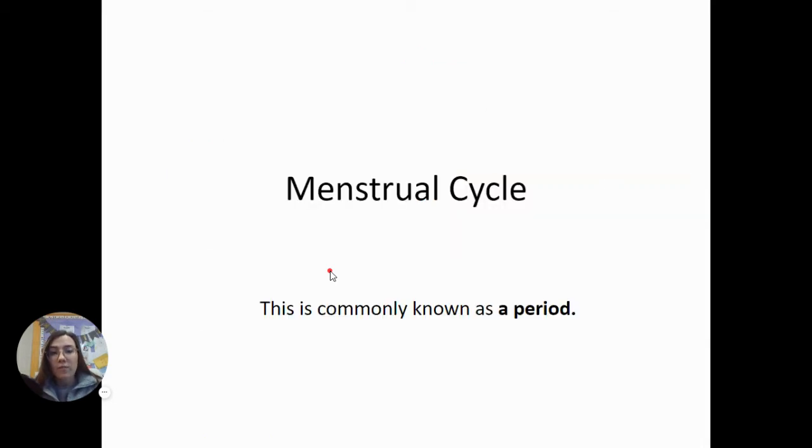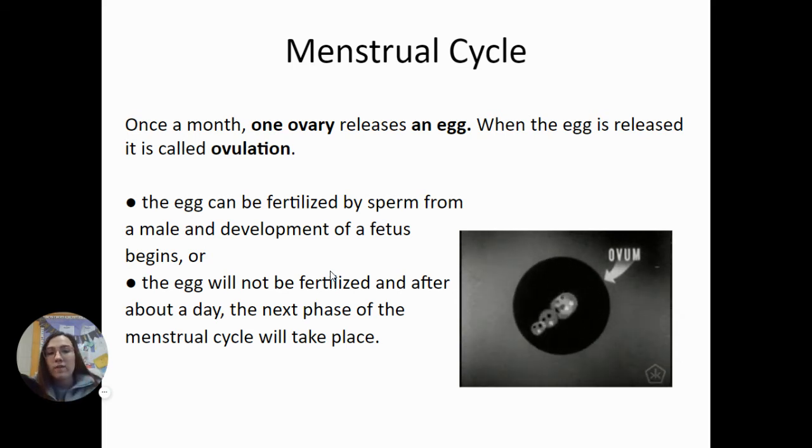So now let's talk about the menstrual cycle. This is commonly known as a period. So in the menstrual cycle, once a month, one ovary releases an egg. The ovaries take turns typically, so you might have the left ovary 1 month, the right ovary 1 month, but it isn't always a back and forth. It might be this one takes 2 months, this one takes 1 month, but it's only one ovary working per month to release an egg.